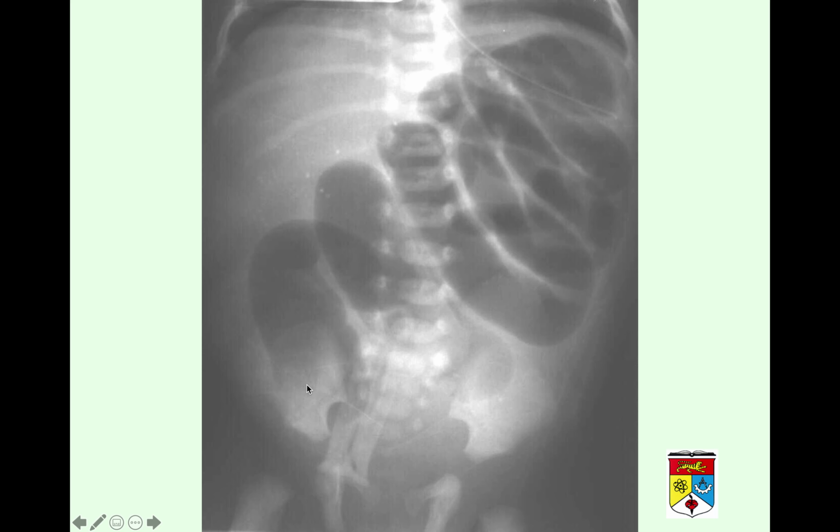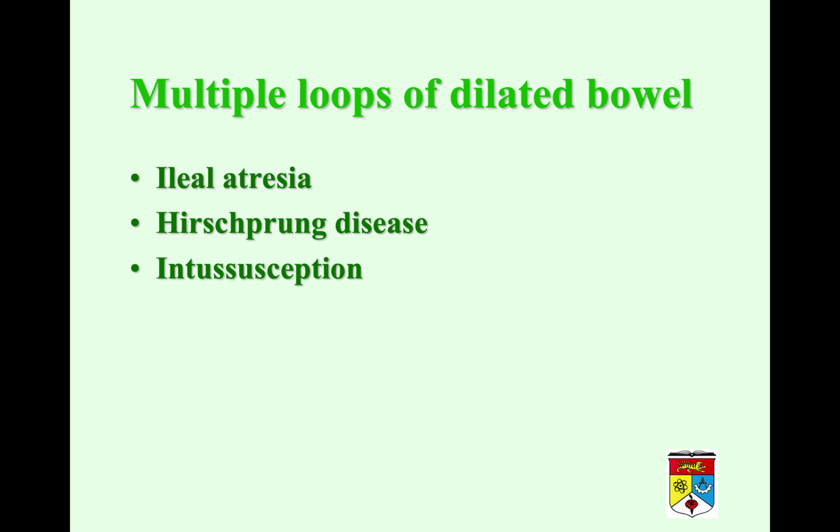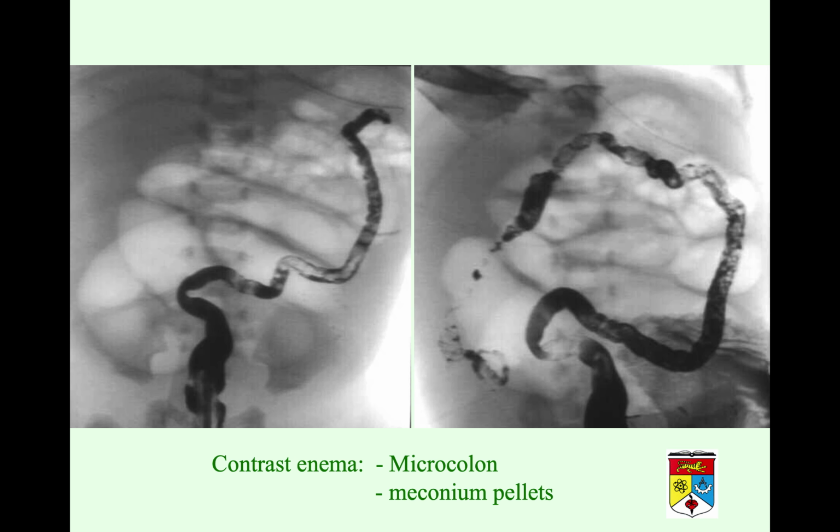Okay, now if you see dilated bowel loops and they are multiple, you know this is something more distal, so it is a low obstruction. So what can be the cause of multiple loops of dilated bowel? Ileal atresia, it can go as low as the rectum level, rectosigmoid in cases of Hirschsprung disease, or it can be an intussusception, whereby there is an ileocolic herniation.